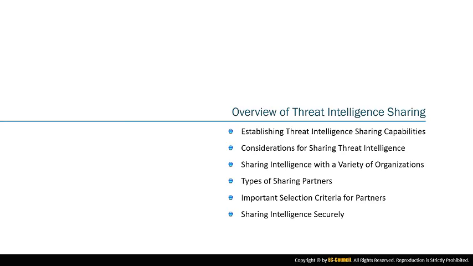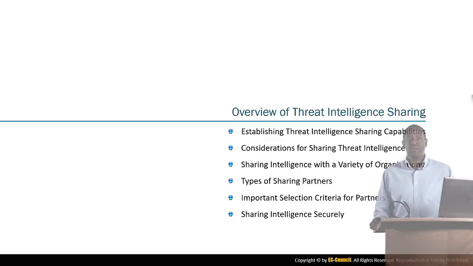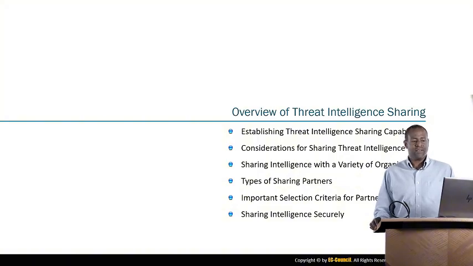Next, we're going to look at an overview of threat intelligence sharing. We're going to talk about establishing threat intelligence sharing capabilities, some considerations for sharing threat intelligence, sharing intelligence with a variety of organizations, types of sharing partners too. Who are we going to be sharing this with? And the importance of selection criteria for partners and sharing intelligence securely. Those are the areas that we're going to discover in this section.